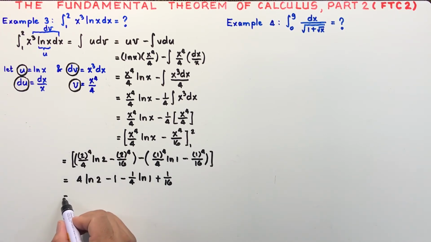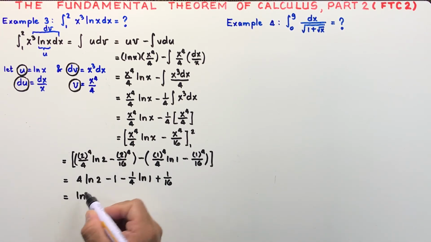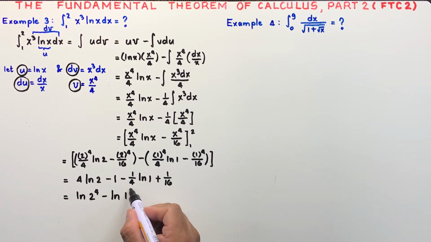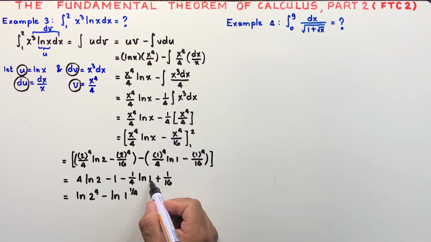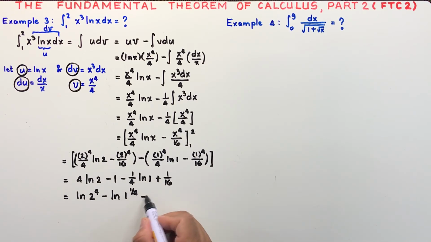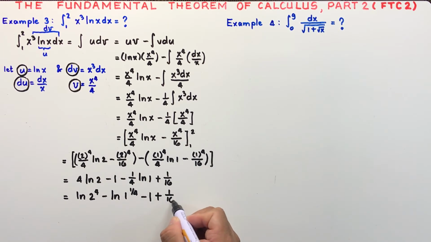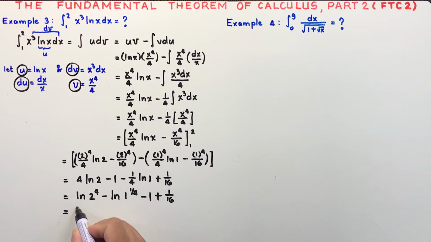So applying the properties of logarithm, we can use this 4 here as the exponent of 2. So this is ln of 2 to the power 4 minus ln of 1 to the power 1/4 because this 1/4 can be used as the exponent of 1 here. And remember, we have the minus 1 from here plus 1 over 16. So we have the ln of 16 minus the ln of 1 because 1 to the power 1/4 is still 1.